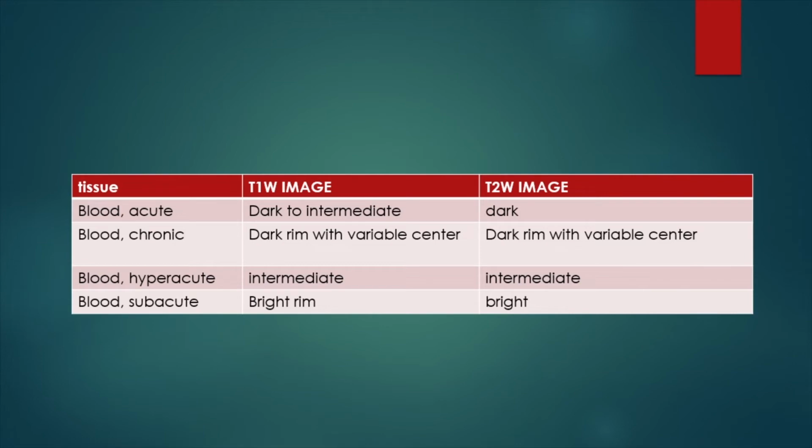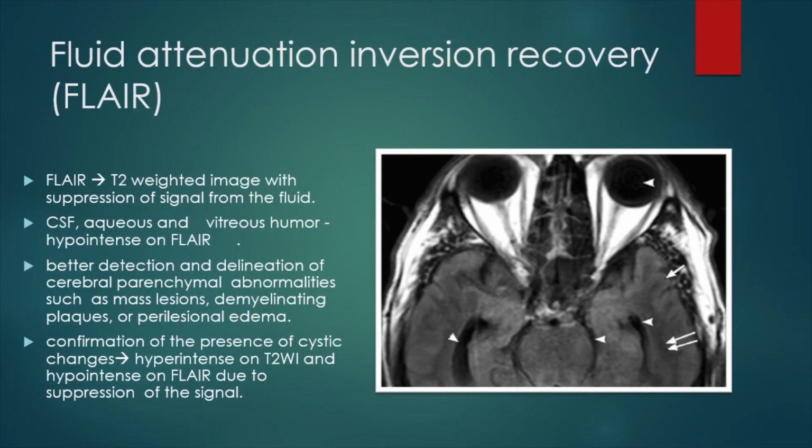So you'll get blooming on that particular sequence. FLAIR sequence is basically a T2 weighted image with suppression of signal from the fluid. So in this T2 weighted image, we could see that the fluids are not brighter. The vitreous and the CSF do not look hyperintense. In turn, they look hypointense.